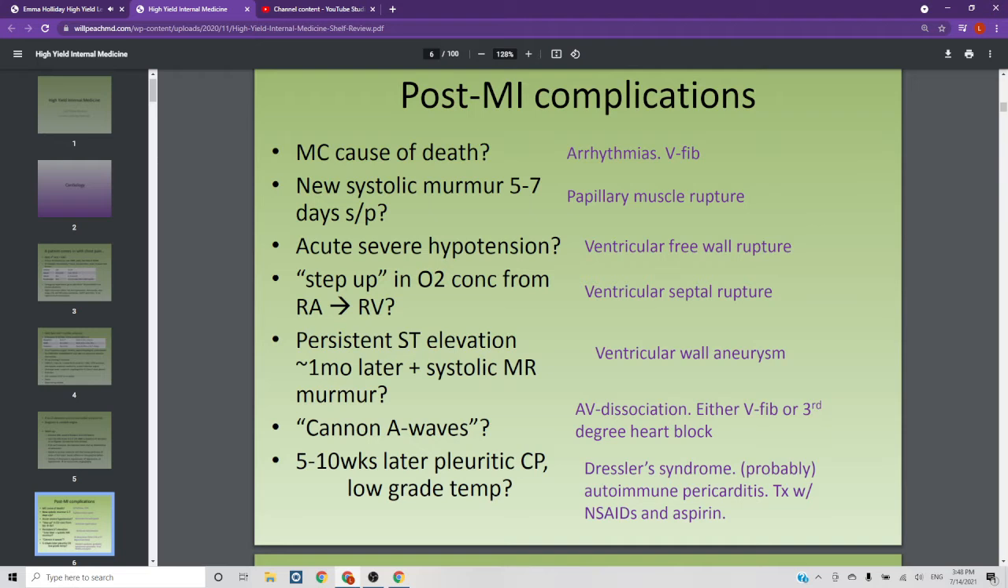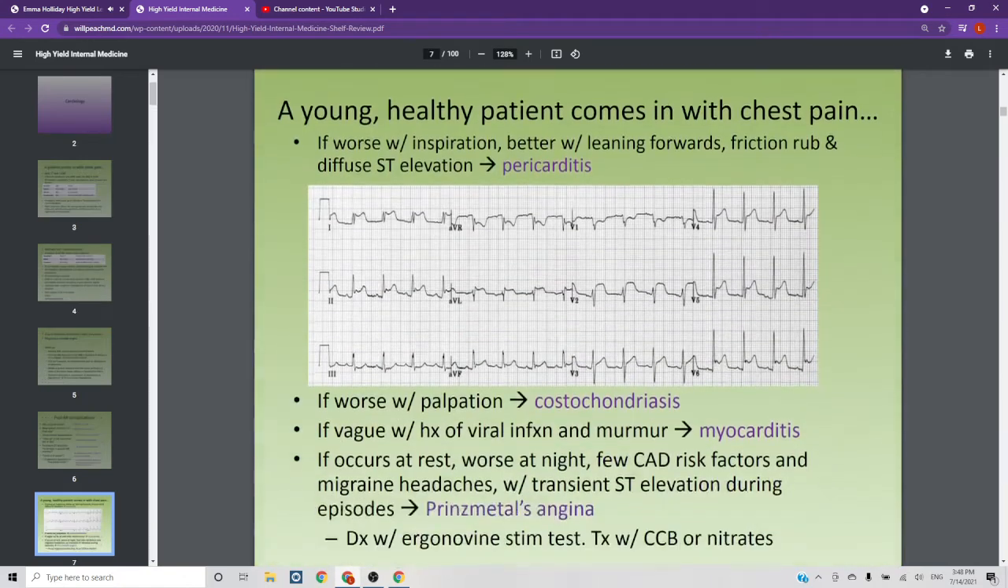So Cannon A waves, in general, means atrial ventricular dissociation, and in this case, it can be due to third-degree heart block if the AV node is ischemic. So, but in general, Cannon A waves mean the atria and the ventricles aren't communicating properly. There's AV dissociation. Now here we go, 5 to 10 weeks later, pleuritic chest pain and a low-grade temperature. Here's your Dressler syndrome. This is thought to be autoimmune, cause of pericarditis, and we treat this with aspirin or NSAIDs.